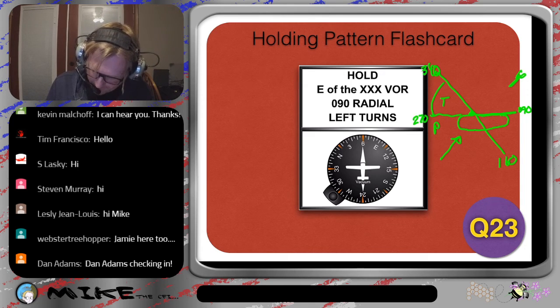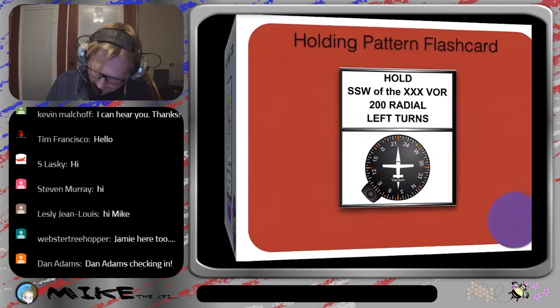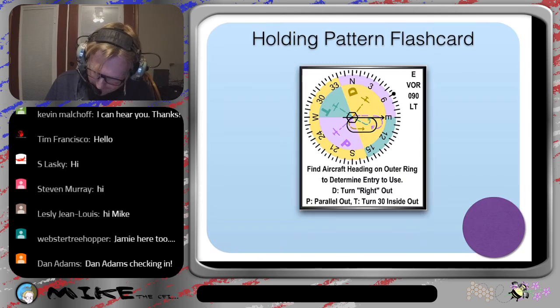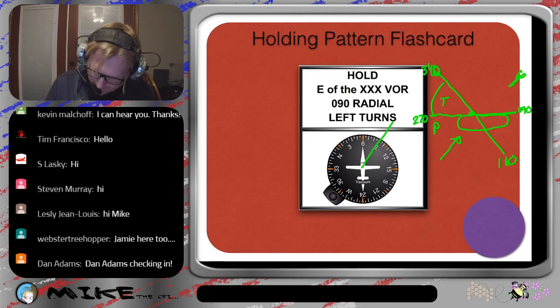Using the holding pattern technique, we just identify the holding radial, and all we got to do is just reverse our lines. Instead of drawing up 20, down 20 on the right side, sorry, we're going to draw up 20, down 20 on the left side, and then straight up. So now this smallest piece of pie becomes our teardrop. That's going to be our parallel, and that's going to be direct over there.